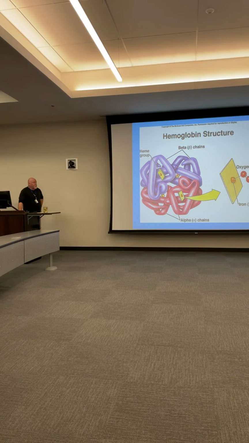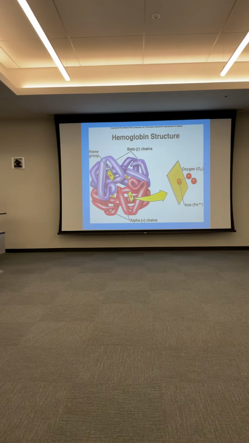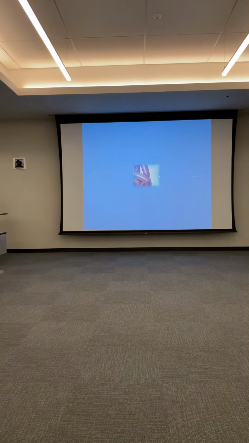Here's that hemoglobin molecule with its 4 hemes with the iron in the middle, and that shows you the oxygen bound to it. We learned some stuff.